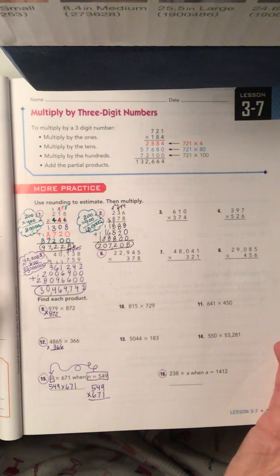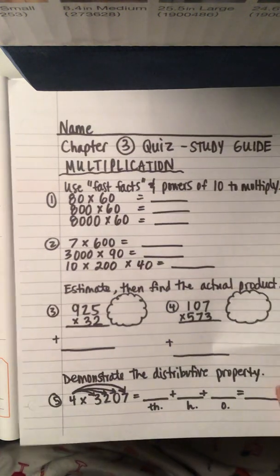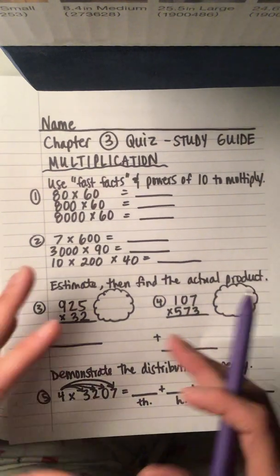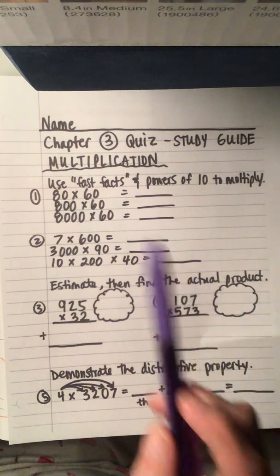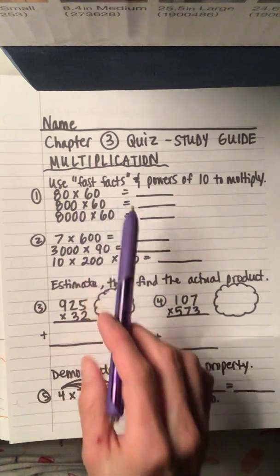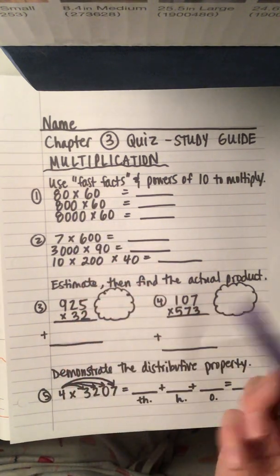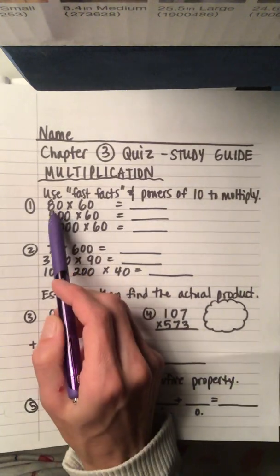Just a couple here to get you started, but let's move on to your study guide review here quick, related to everything that we've been doing here over the past couple of days. The first question is going to ask you to use fast facts and your powers of 10, which we've been doing on this page here as we estimated, to multiply. So check your fast fact.